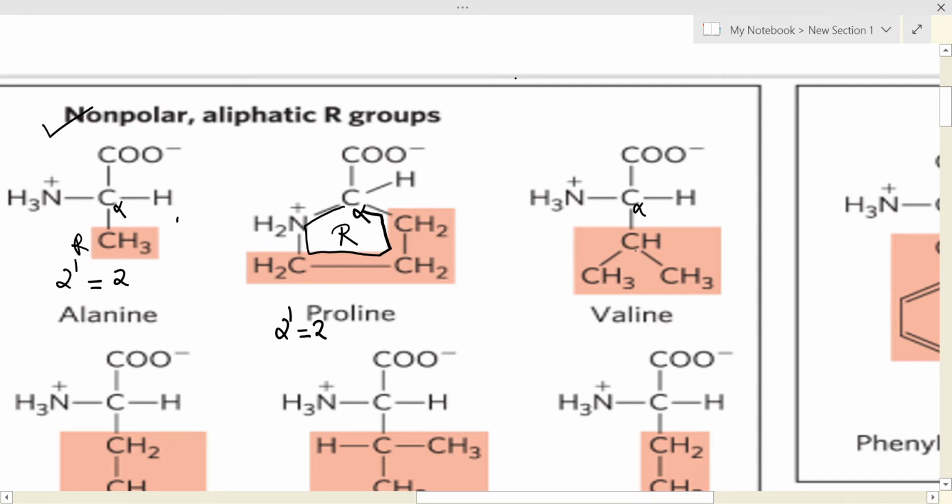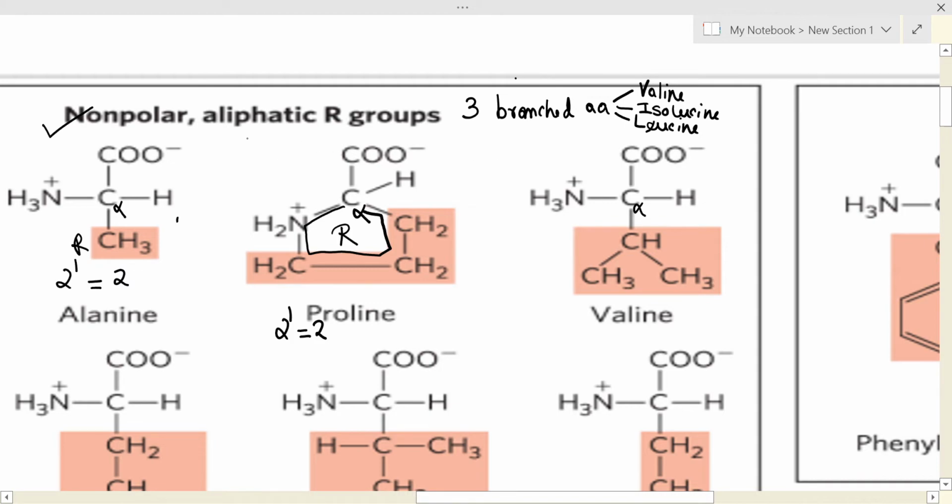Now valine. Okay, before I start with valine, in non-polar aliphatic amino acid, we have 3 branched chain amino acid, which are valine, isoleucine, and leucine. These are 3 branched chain amino acid.